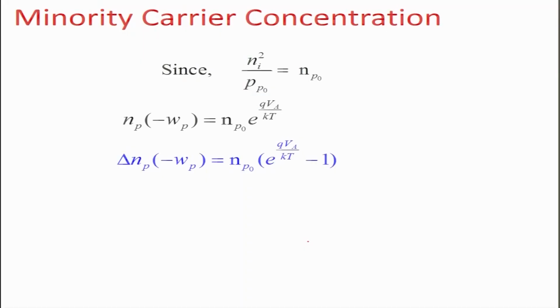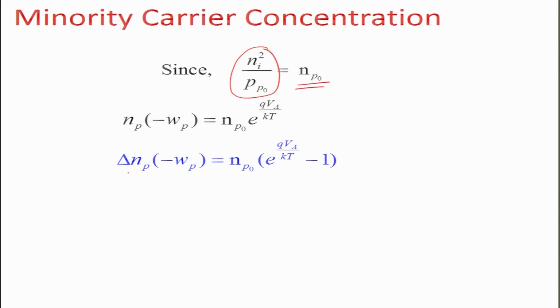Similarly, we know that ni square divided by Pp0 is equal to Np0, the equilibrium carrier concentration at zero bias. So I can replace this here. Np(-Wp) is equal to Np0 into exponential of qVa by kT. So if Va is 0, then Np(-Wp) is equal to Np0.